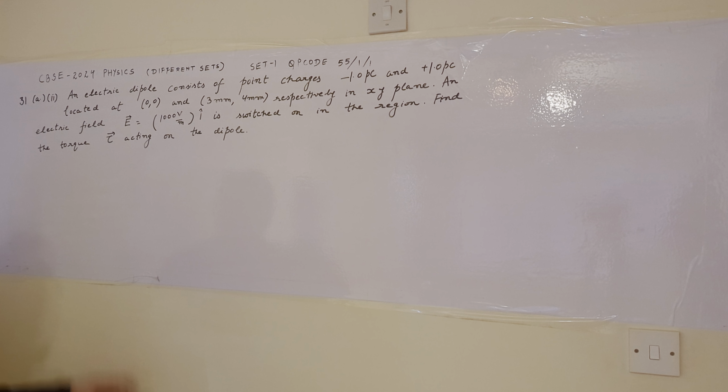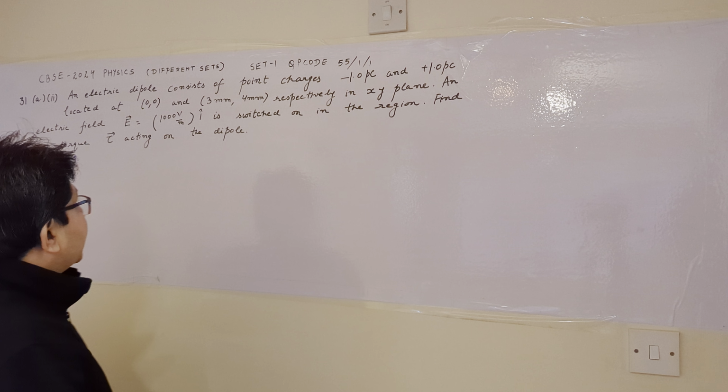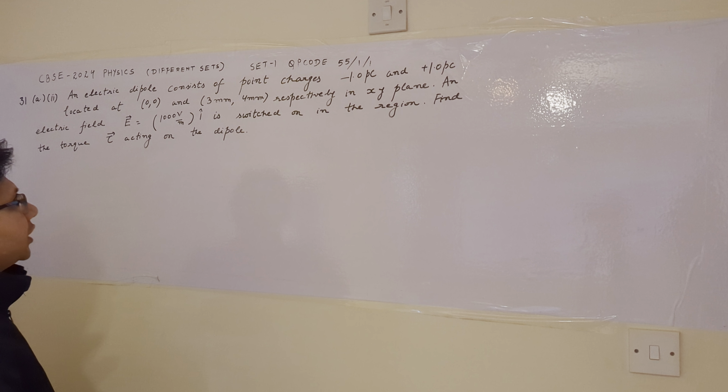The question is: an electric dipole consists of point charges -1 picocoulomb and +1 picocoulomb located at (0, 0) and (3 mm, 4 mm) respectively in the xy plane. An electric field E equals 1000 volt per meter i cap is switched on in the region. Find the torque tau acting on the dipole.